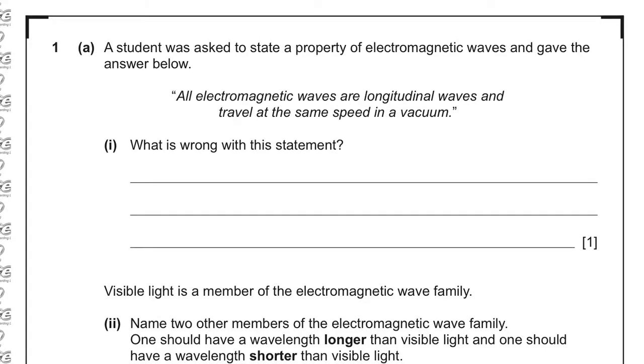Question 1. A student was asked to state a property of electromagnetic waves and gave the answer below. All electromagnetic waves are longitudinal and travel at the same speed in a vacuum. What is wrong with this statement? Well, electromagnetic waves are transverse. That's the big deal.